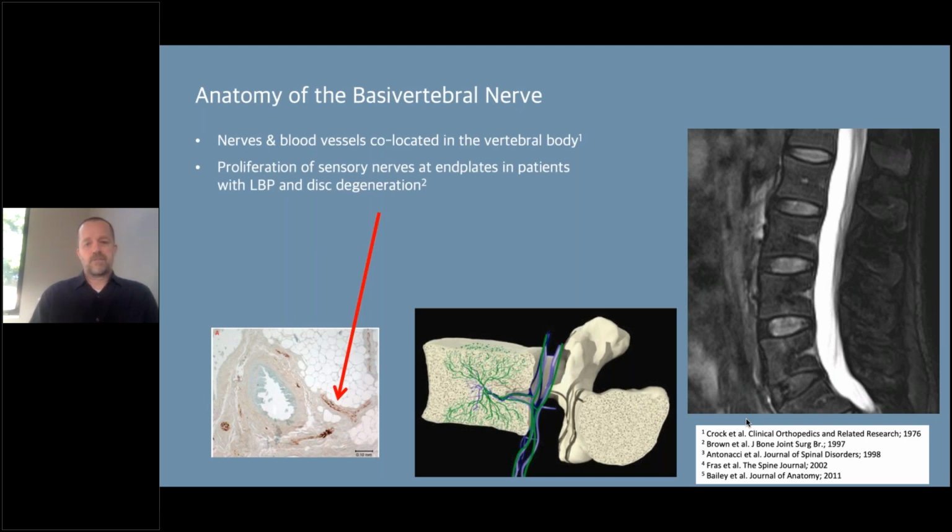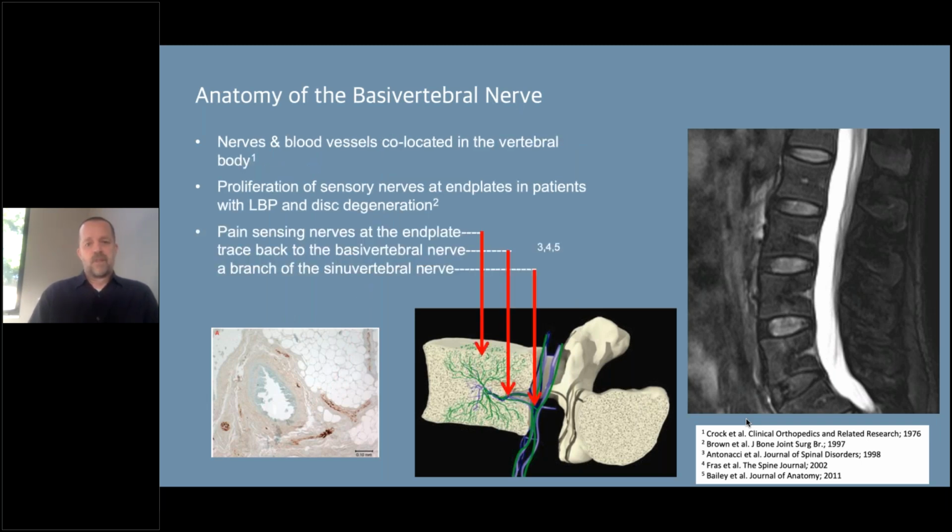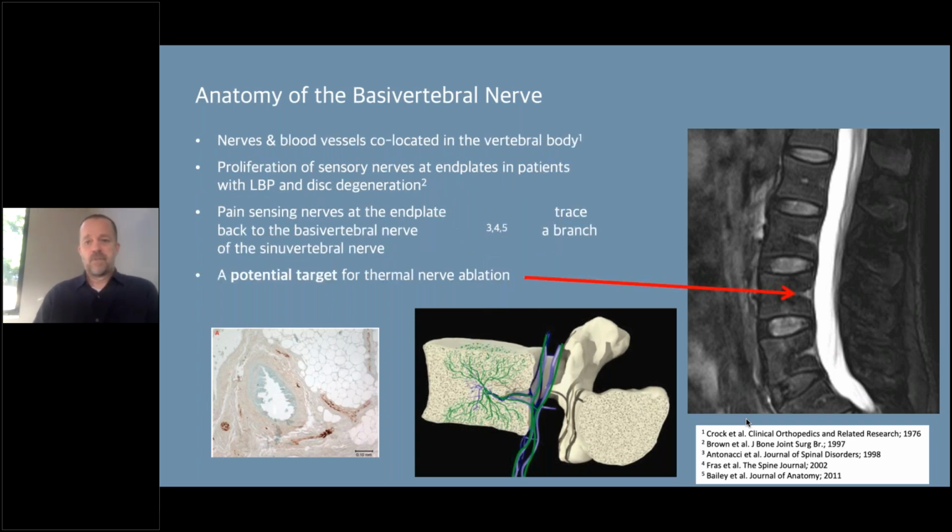The basivertebral nerve co-locates with the basivertebral vein in the basivertebral foramen and exits from the foramen to communicate to the sinuvertebral nerve. So the basivertebral nerve is a branch of the sinuvertebral nerve, but located within this basivertebral foramen, it becomes a potential target for a therapeutic denervation of the vertebral end plates. And that is located here.